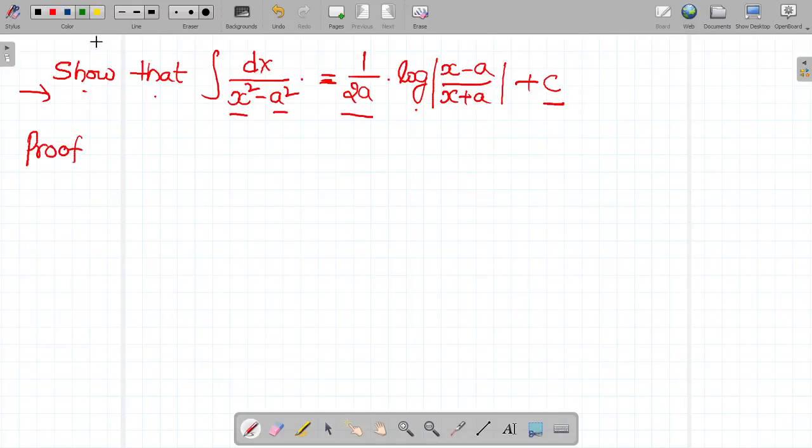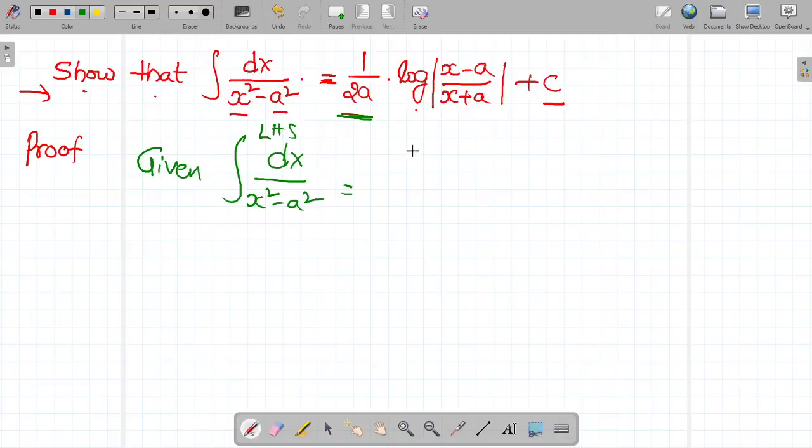First, write the given information. Given information is integral dx by x square minus a square. Okay, this is the left hand side. So what is given in the right hand side: 1 by 2a into log of modulus x minus a by x plus a plus c.